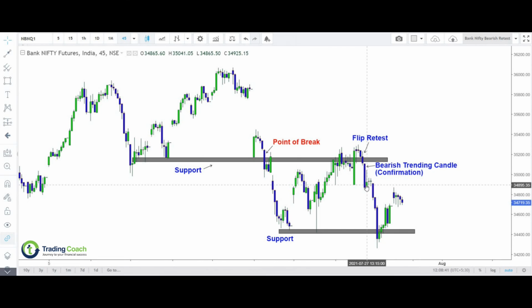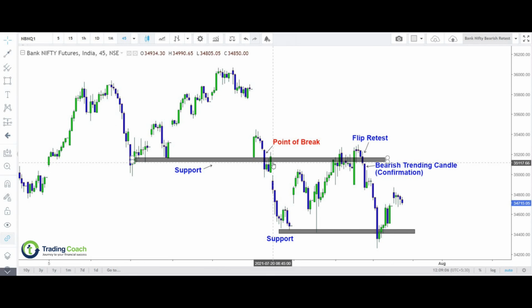So I could have taken my short position over here, and I could have kept my stop loss just above this, and I could have kept my target exactly at this previous support level. Alright, so this is how I could have traded this specific bearish flip retest setup.